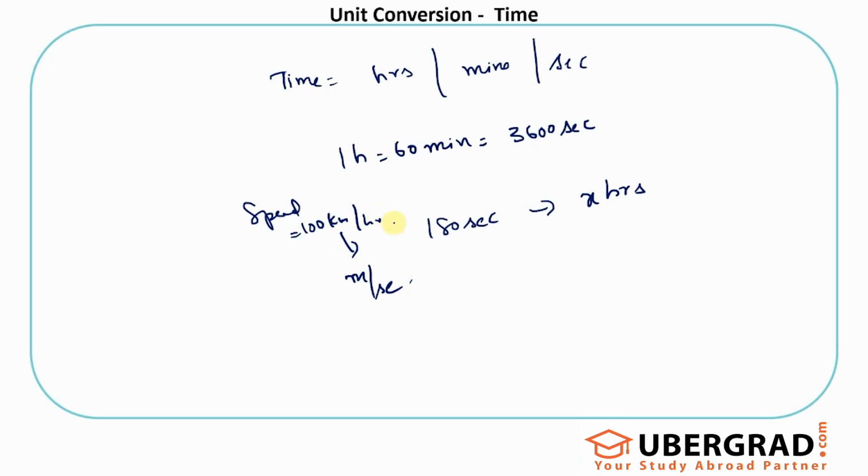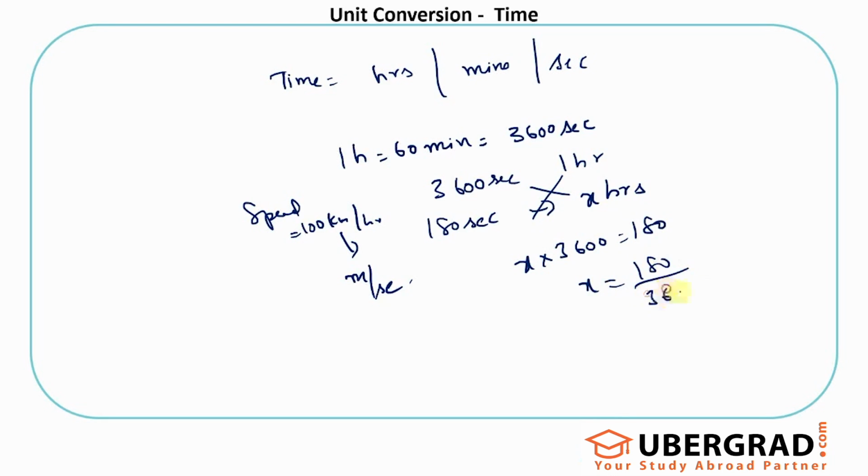But let's say I had to go with this approach. 3600 seconds is 1 hour, so 180 seconds is, let's say, x hours. Cross multiply: x into 3600 equals 180 into 1. So x equals 180 by 3600, right? This will be 1 by 20th of an hour. So 100 into 1 by 20 will give me 5 kilometers as the answer.